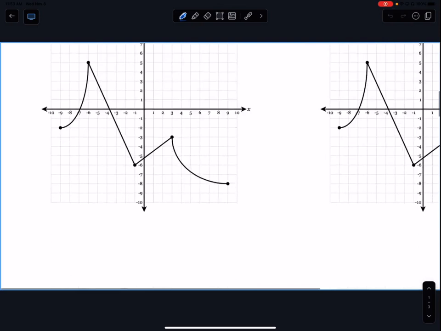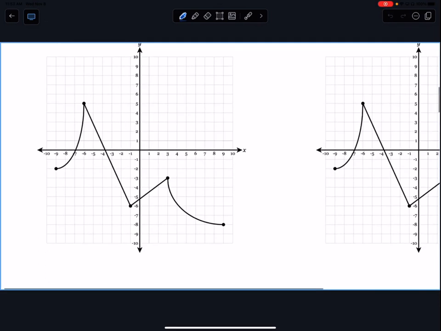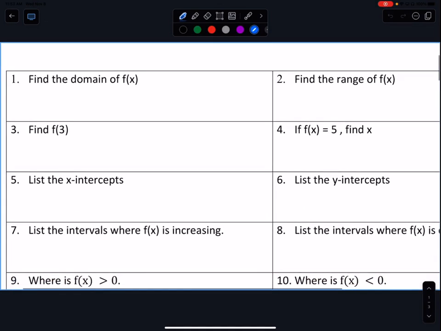Okay, so here's my graph. When I talk about the domain, what am I talking about? Am I talking about how far to the left and to the right it goes, or am I talking about how low and how high it goes? Left and right. Okay, so let's go left to right. Then I got a couple other questions. It talks about the domain, range, find f of 3, f of 5, x-intercepts, y-intercepts.